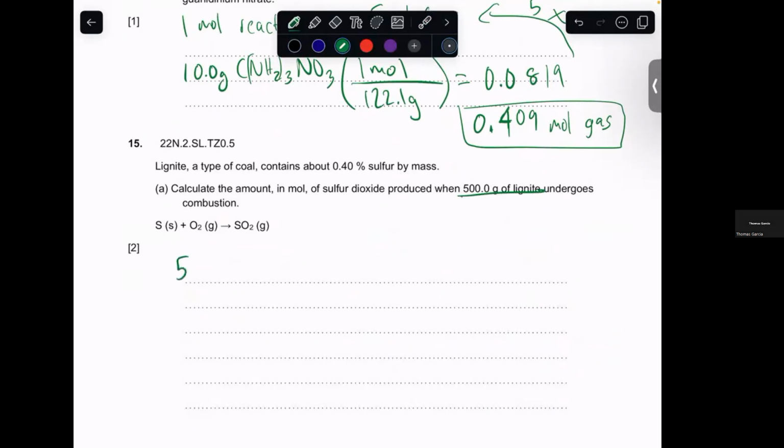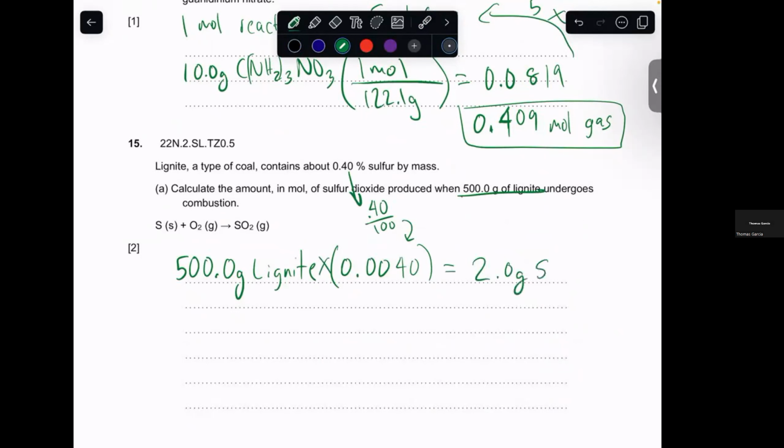Well, I can use stoichiometry for all of this, but I'm going to start out with 500.0 grams lignite. And I'm going to multiply it by 0.0040. That represents 0.40 becoming a percent, because 0.40 divided by 100 is 0.0040. And that will get me 2.0 grams of sulfur, to only 2 sig figs because I had 2 sig figs in my percent.